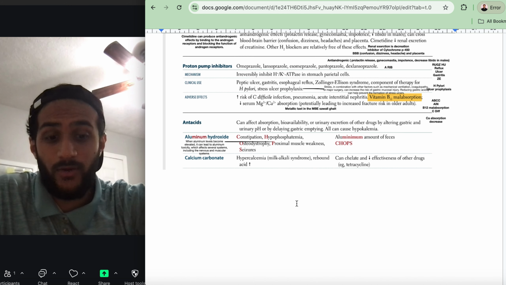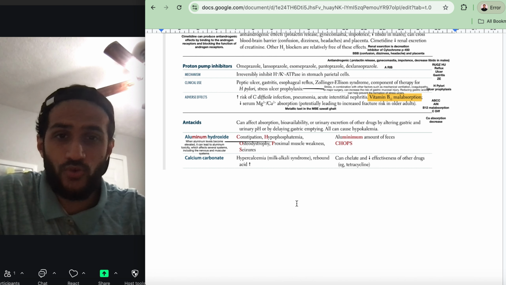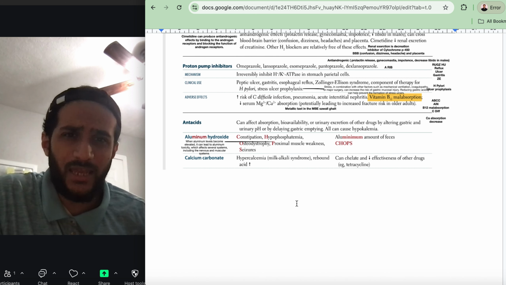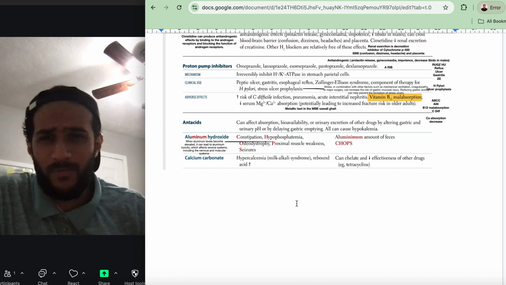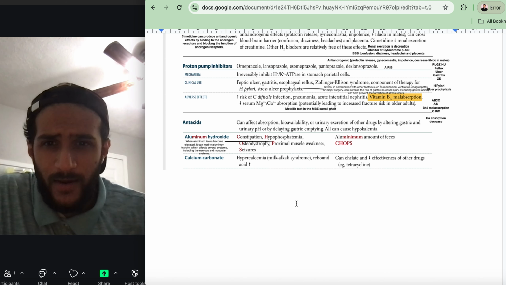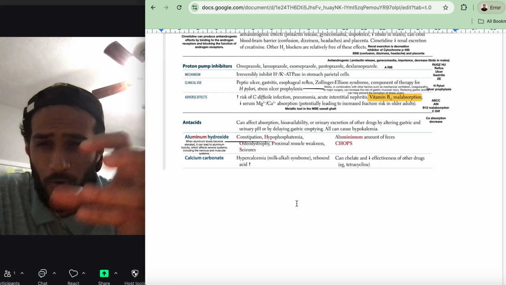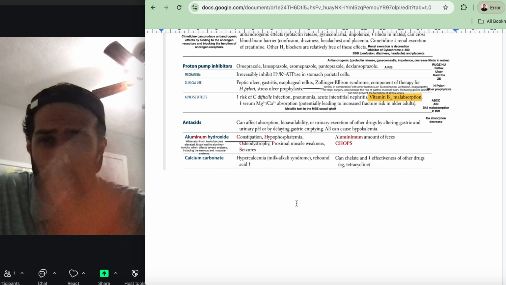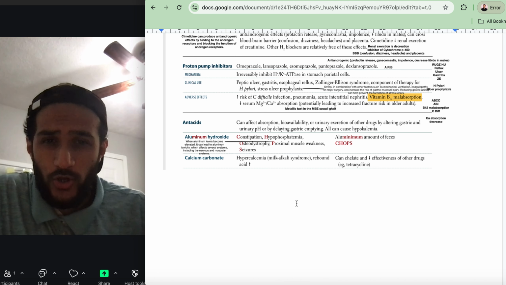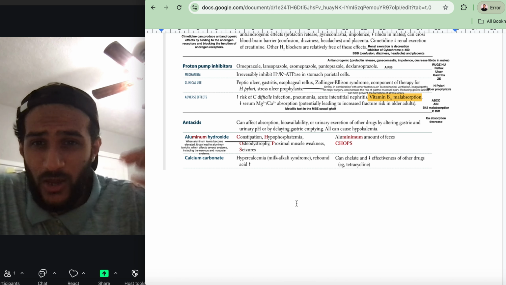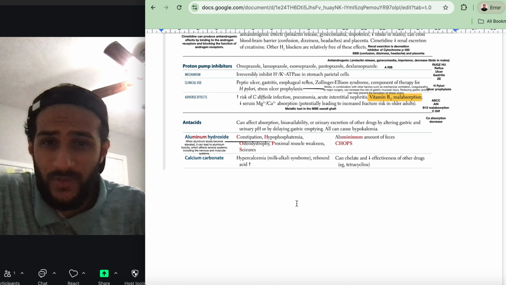Okay, let's come over here. Guys, antacids. They can affect absorption, bioavailability, and urinary excretion by altering gastric and urinary pH, by delaying gastric emptying, and can cause hypokalemia. So as you can imagine, there's going to be constipation, hypokalemia, osteodystrophy. With aluminum hydroxide we're not absorbing calcium, so we get less calcium and more risk of osteodystrophy, but also proximal muscle weakness. When aluminum levels become elevated, they can cause toxicity, leading to muscle weakness and seizures.